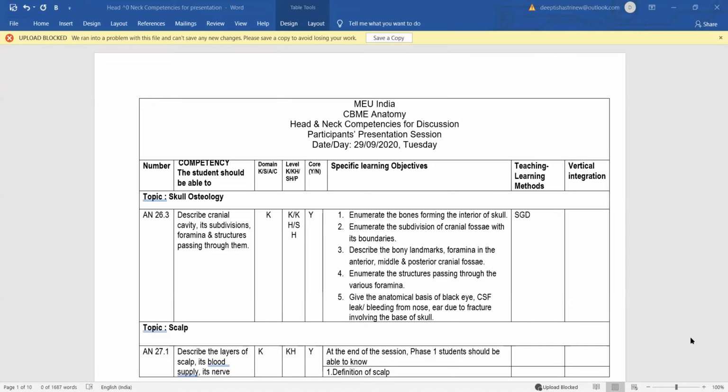Identify, no? Yes, identify. We cannot name the structures passing through, ma'am, because it is in the bone. Yeah, right, that cannot be done. So I thought maybe because of that reason, that word would not have been mentioned here.